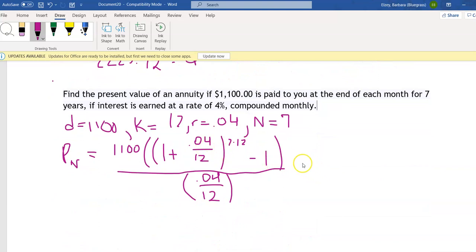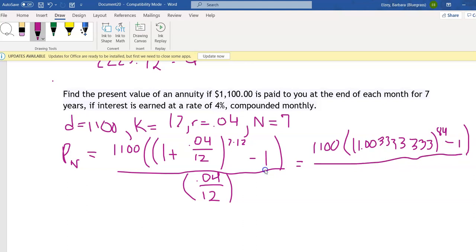All right, so let's work this out. We've got to do the little parentheses first. So 1 plus 0.04 divided by 12. This will be 1.00333333333. Lots of threes repeating. Put as many as I've got in my calculator. And 7 times 12, we'll make that the 84th power, minus 1. And then remember, your 0.04 divided by 12 is really that decimal without the 1 in front of it, so we don't have to do that extra computation if we don't want to. Next, we've got to do this number to the 84th power. So we've got to do our exponent, and we'll still have our 1100 out front.